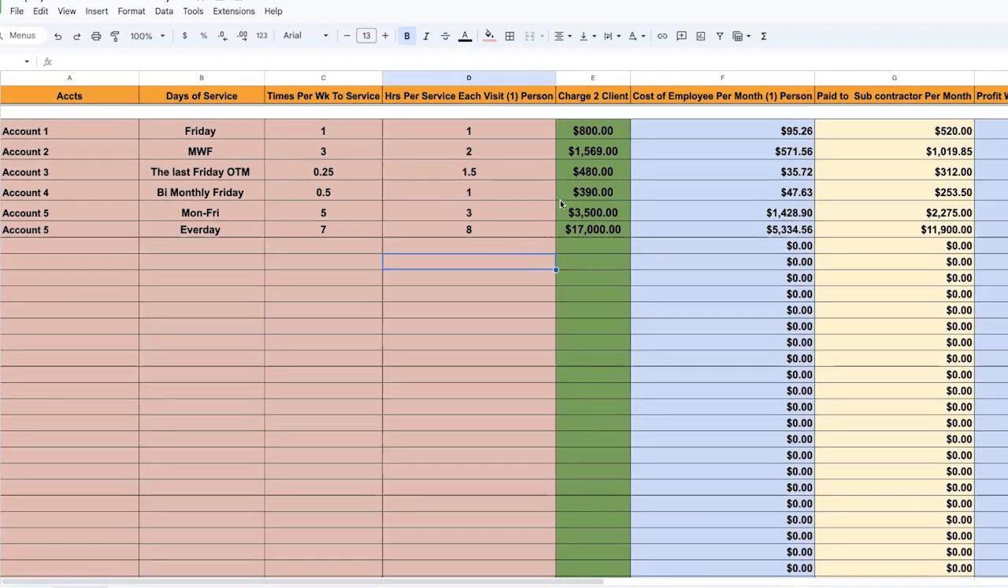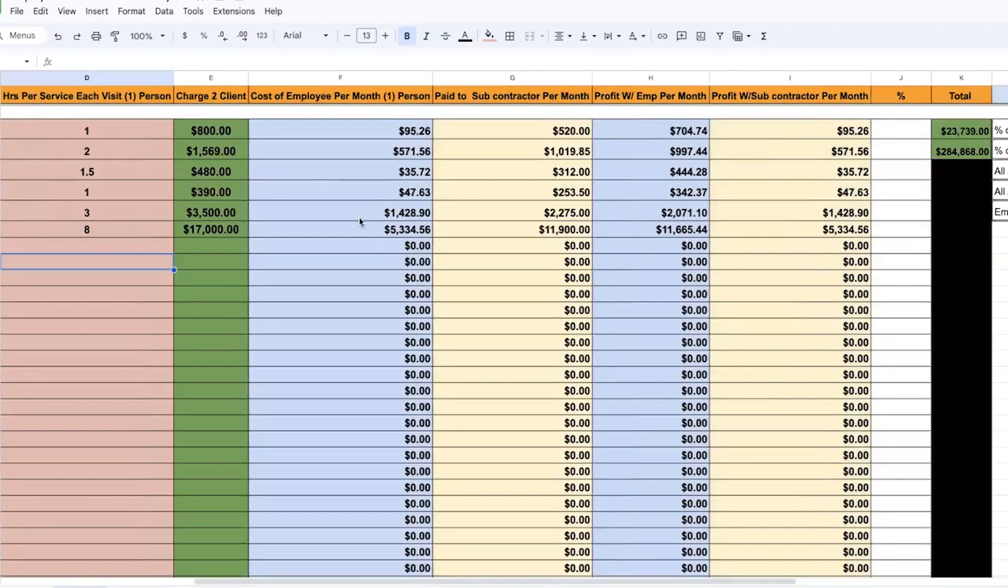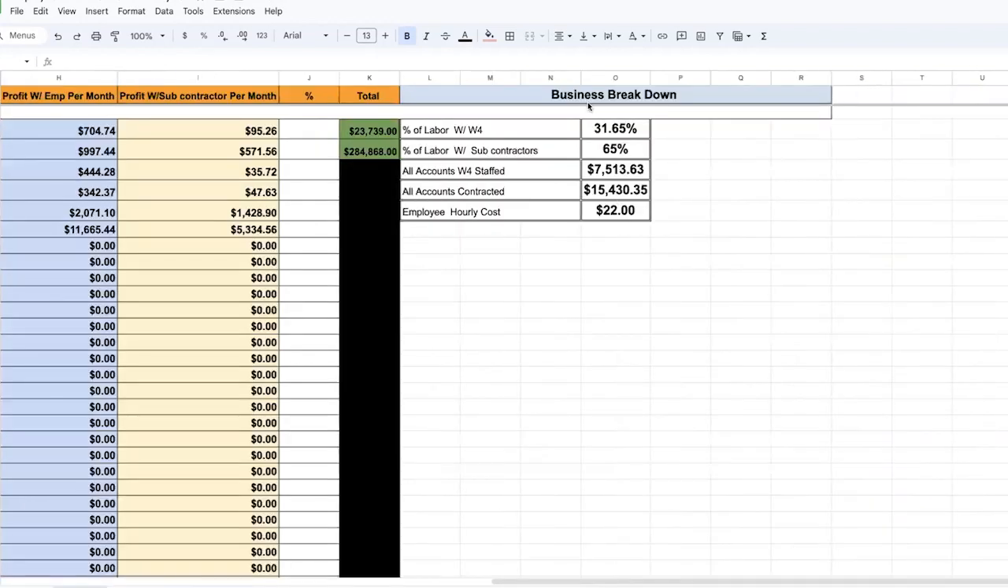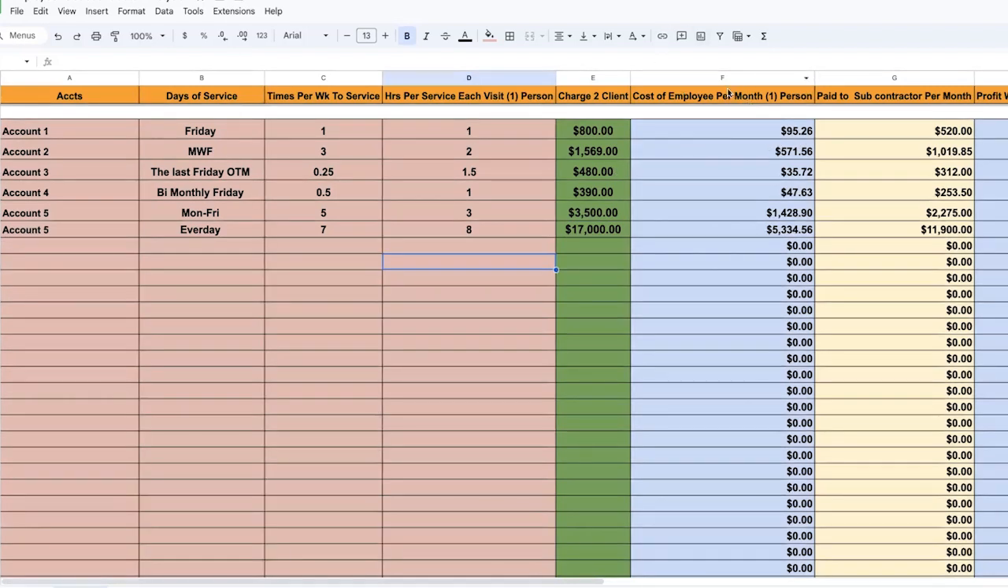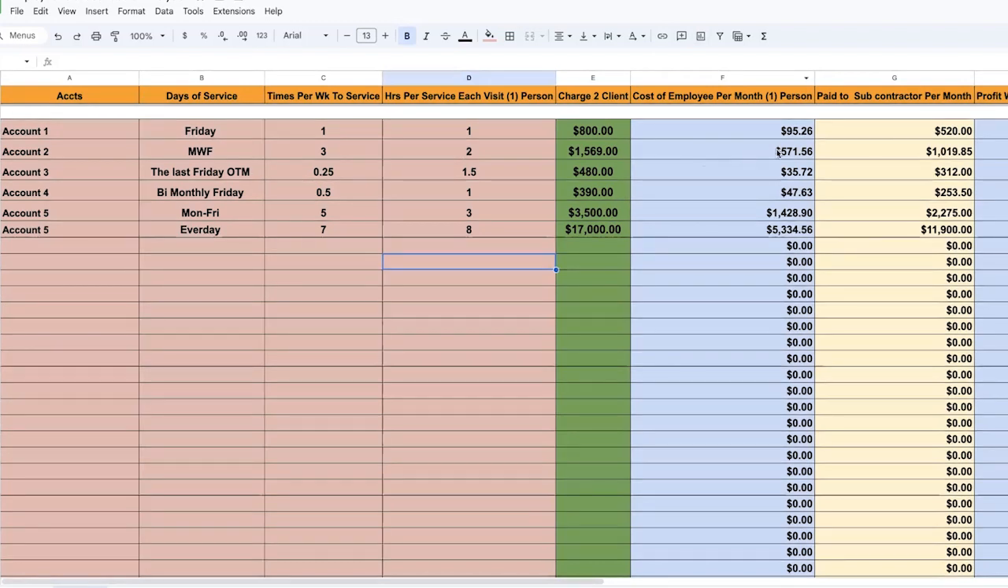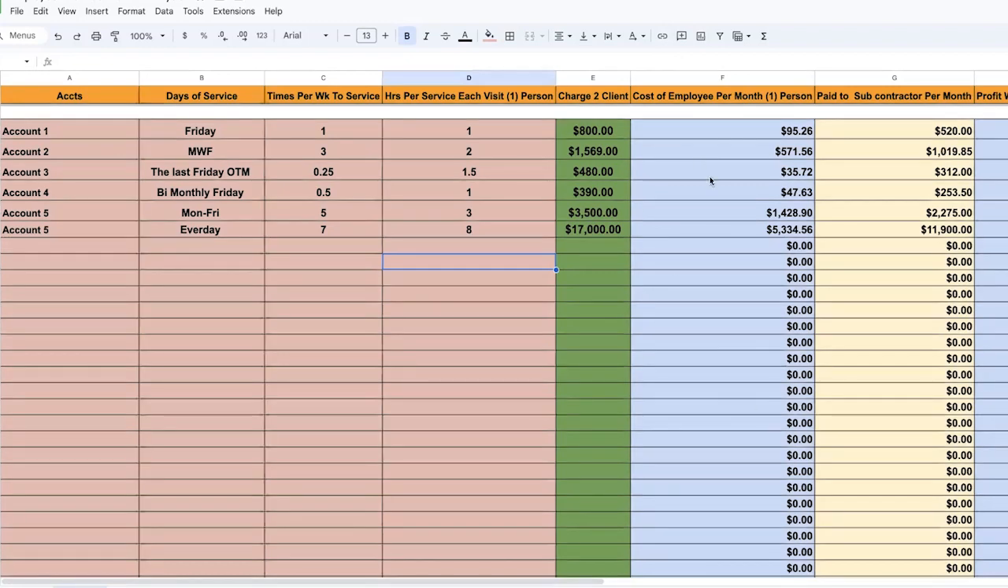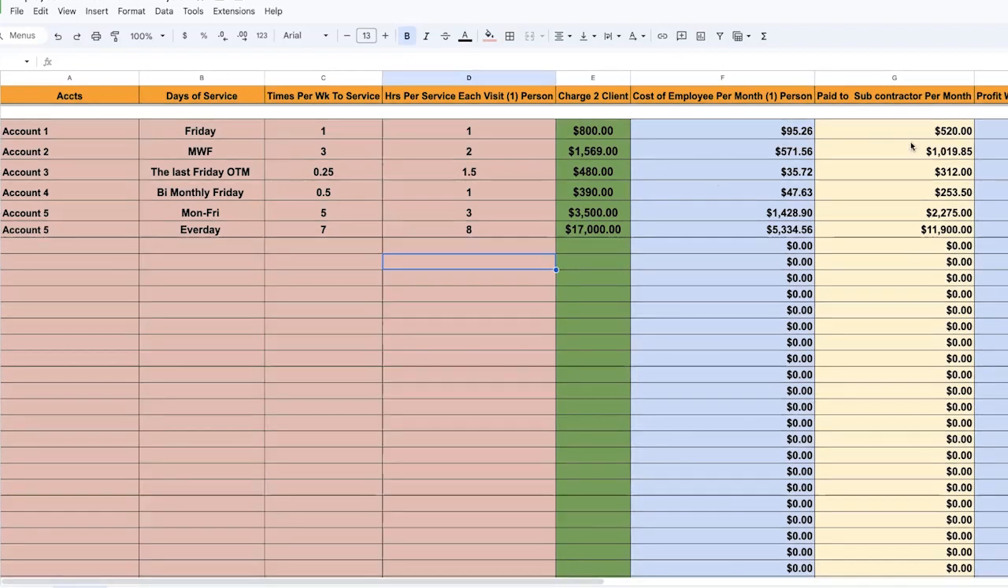So based on the amount that we're going to charge per month, right? And the amount that we're giving here, if we're going to pay one employee at $22 an hour, the total cost for the month to clean this first account is going to be $95.26. But if I were to take this same account, this $800 a month account, and subcontract it out, that subcontractor is now going to get $520.